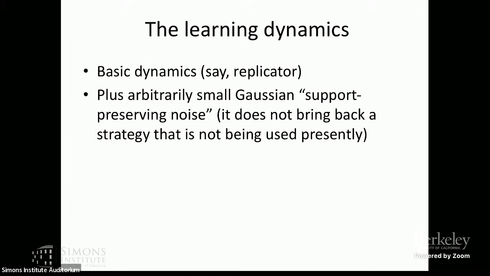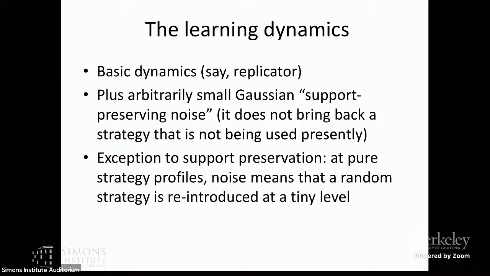Let's say the basic dynamics. What is the learning dynamics that I'm proposing? Basic dynamics, let's say replicator, plus arbitrarily small Gaussian noise. But we want it to be support preserving, in the sense that it is a noise that does not acquire new dimensions. The inspiration for this is evolution: if a trait is extinct, it's extinct.